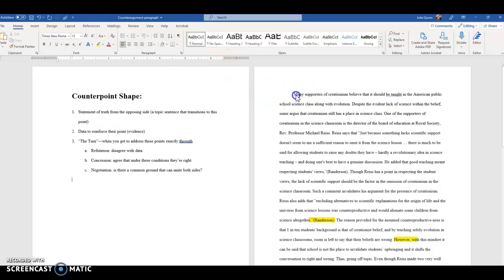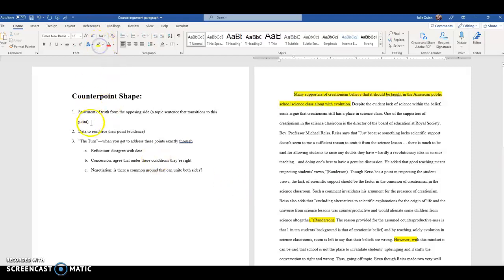So you can see with the student, she said, many supporters of creationism believe that it should be taught in American public school science class along with evolution. She's not saying that she agrees with them, but she's stating what other people believe in a general sense. So this tells us what this paragraph is about. If she had said, many people believe that it should be taught, that's vague. What specifically? Remember, every body paragraph should be taken out of the essay and read independently. That lets us know, does it make sense? Does it work? What are we talking about? So that is a statement of truth from the opposition.